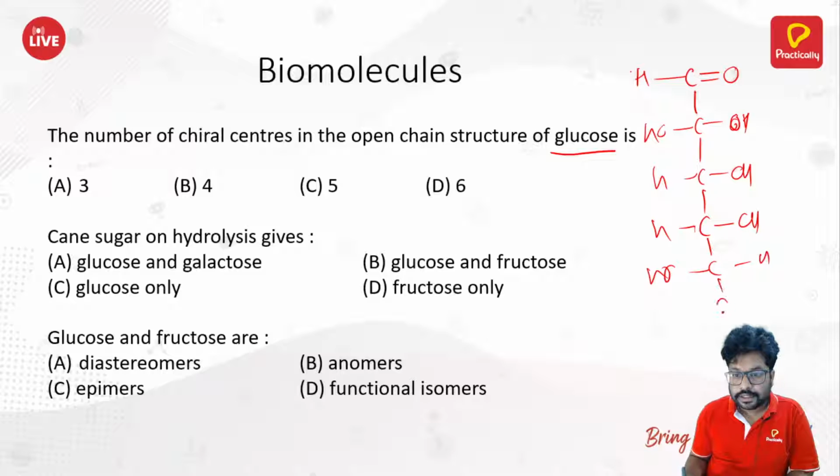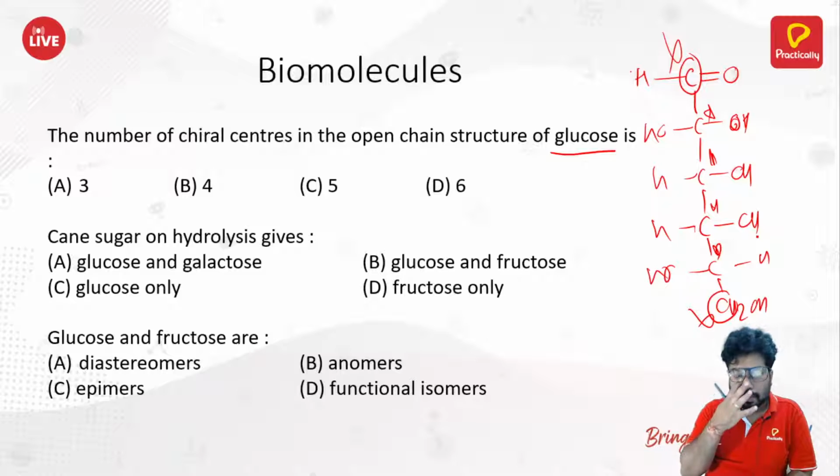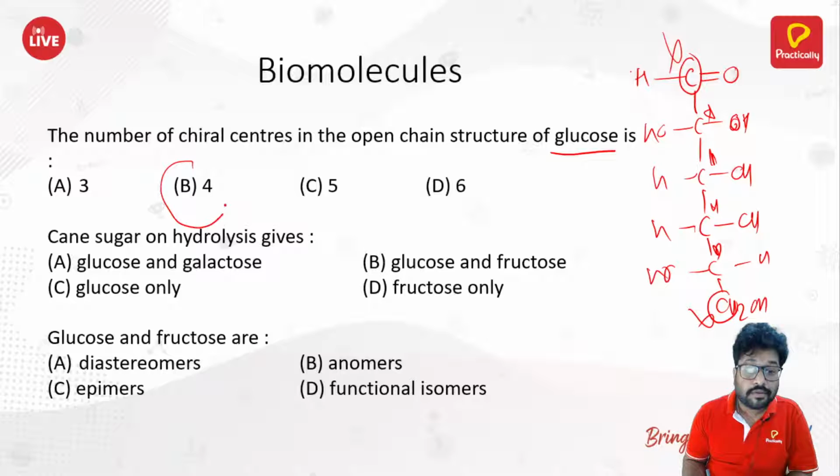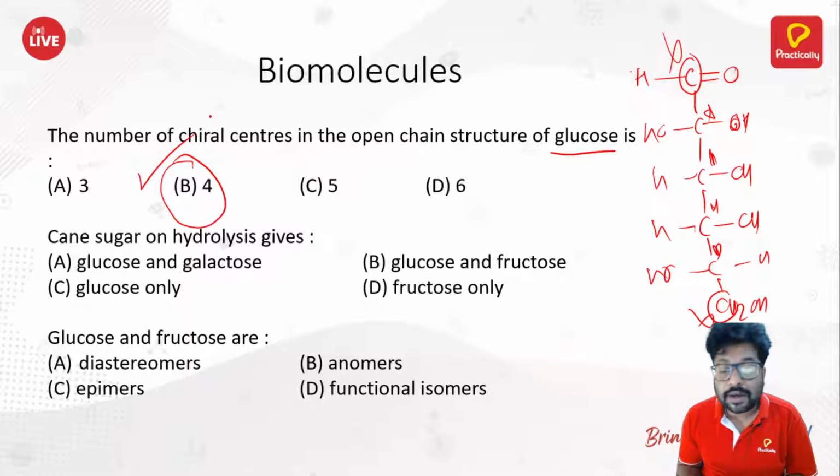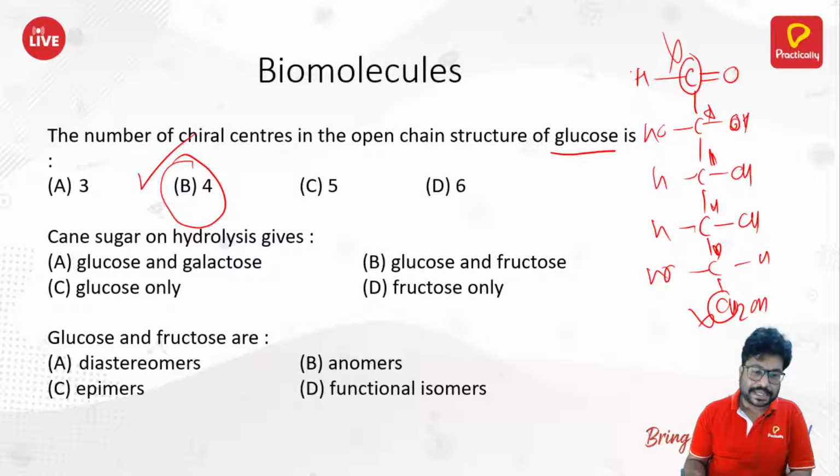CHOH H, CH2OH. So this is not a chiral carbon. This is not a chiral carbon. Chiral carbon is where 1, 2, 3. All of these four are chiral carbon. Therefore, the number of chiral centers in the open chain structure of glucose is 4. Therefore, option B is our correct answer in this case.